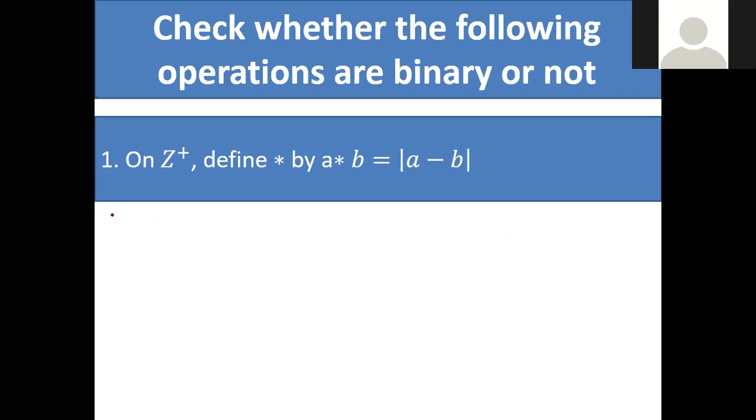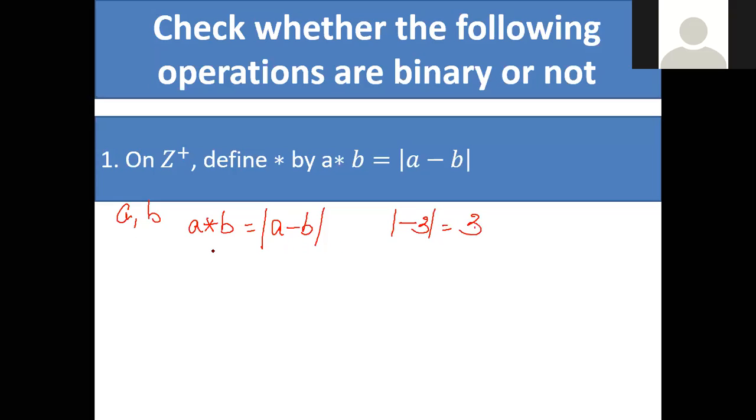If you take any two positive integers and apply A star B, how do you have to apply it? Modulus of A minus B. I hope you know what the modulus function is. What is modulus of minus 3? I want the reply immediately. Okay, 3, plus 3.